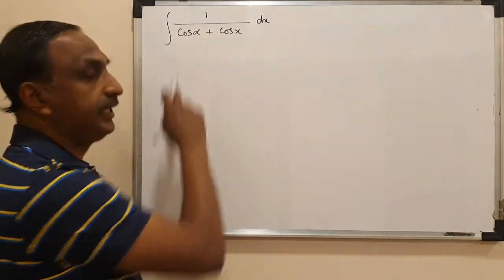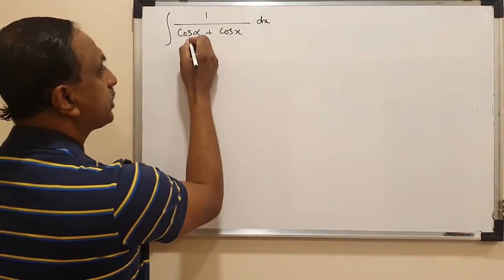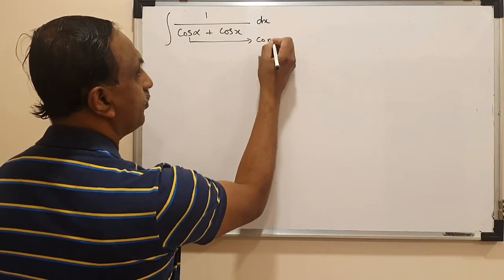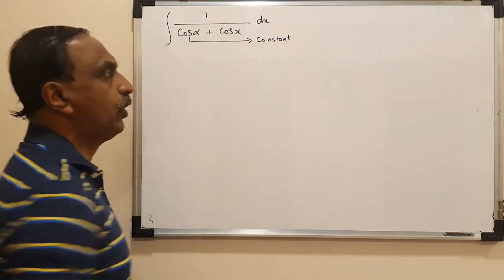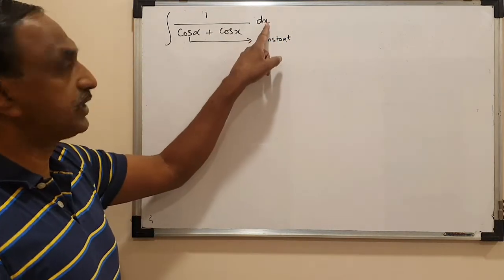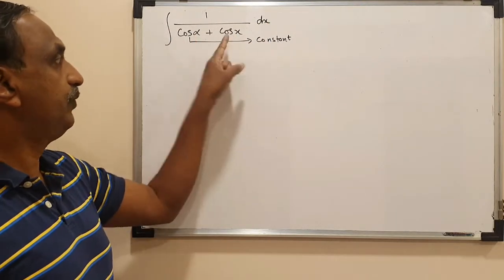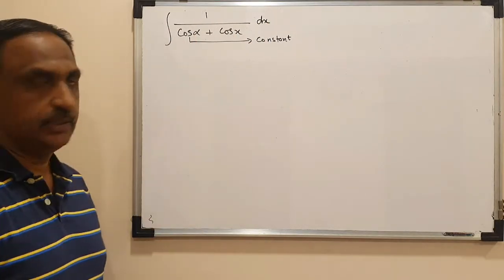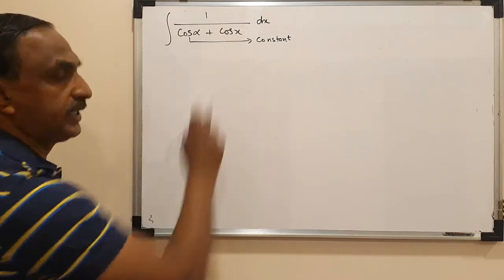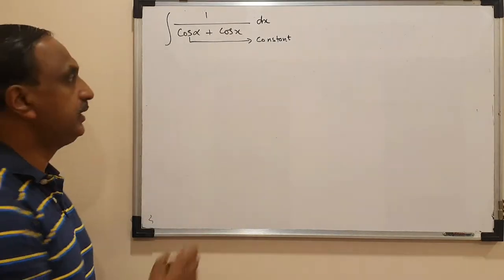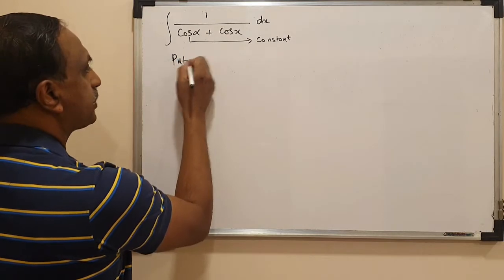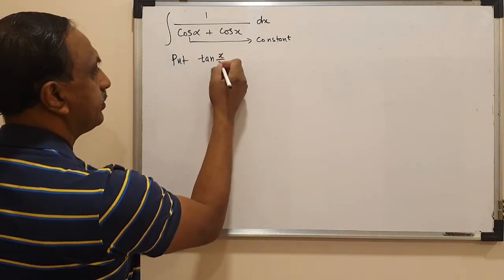This problem is slightly different. Remember, this cos alpha is a constant because the variable of integration is x. So this will be treated as a constant. So let's proceed with the same method. This is a constant plus cos x. So there is no change in the method. So you will be putting tan x by 2 as t.